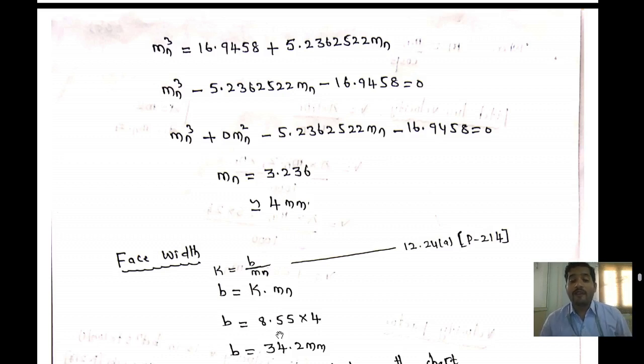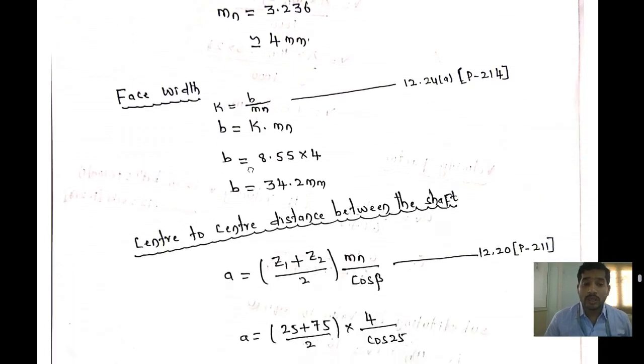So 3.236 is approximately equal to, we can say, the module we have to consider as 4 mm. After getting the value of the module, we have to substitute it in the face width formula.